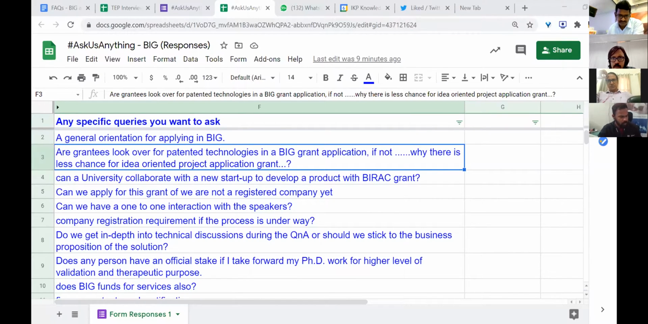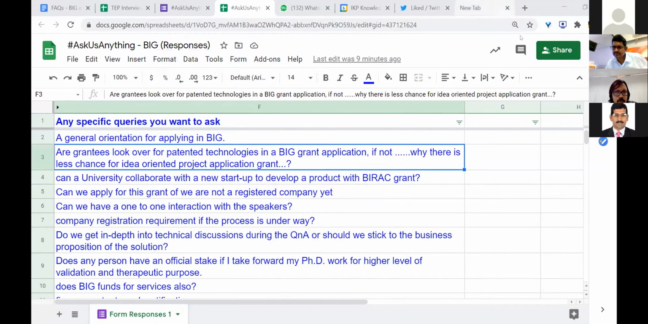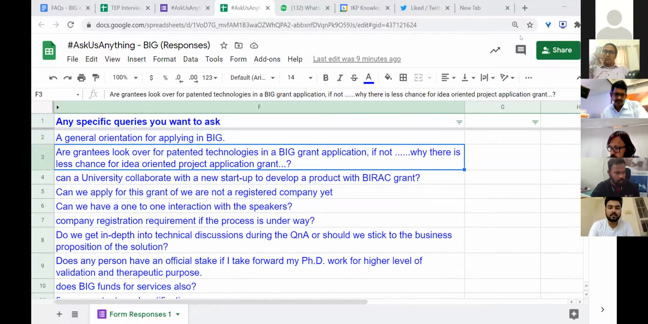One more question, sir. Yes, we are from Delhi. Is it possible to incorporate as a BIG partner, as an IKP? Yes, there is no geographical restriction. Wherever it is suitable for you, you can choose.